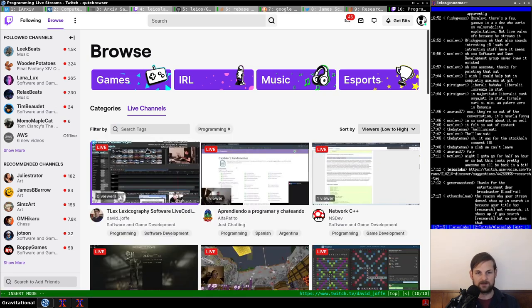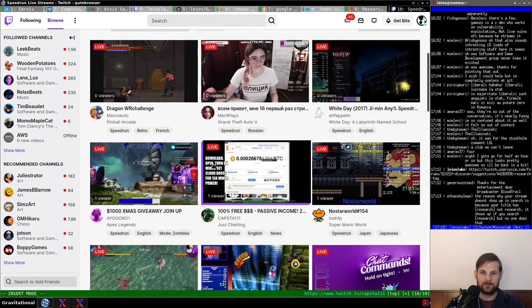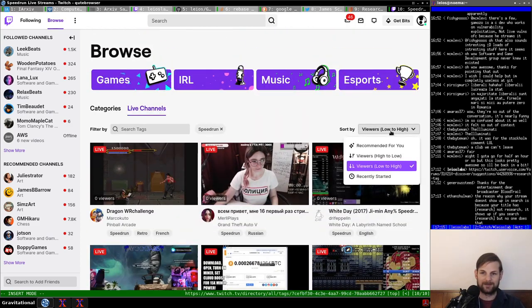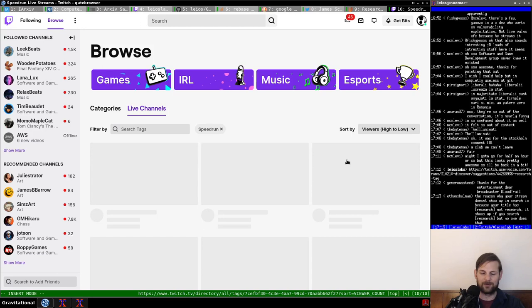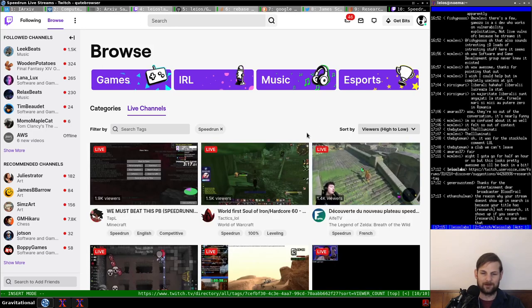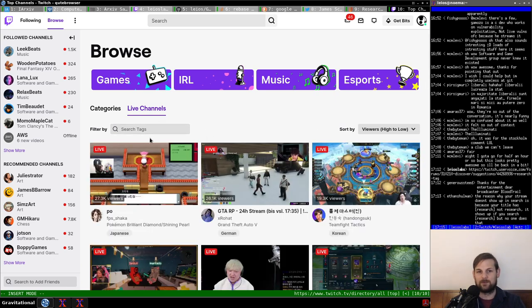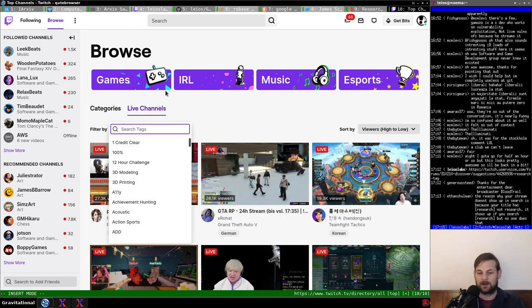So if they want a speed run, they can just click here and they find all the speed runs, that type of thing. Apparently there aren't, it's low to high, so I want high to low. Why would anyone ever search low to high? Anyway, that's what I was hoping for, just a tag for research, so people who are browsing can just search research and they can find it.